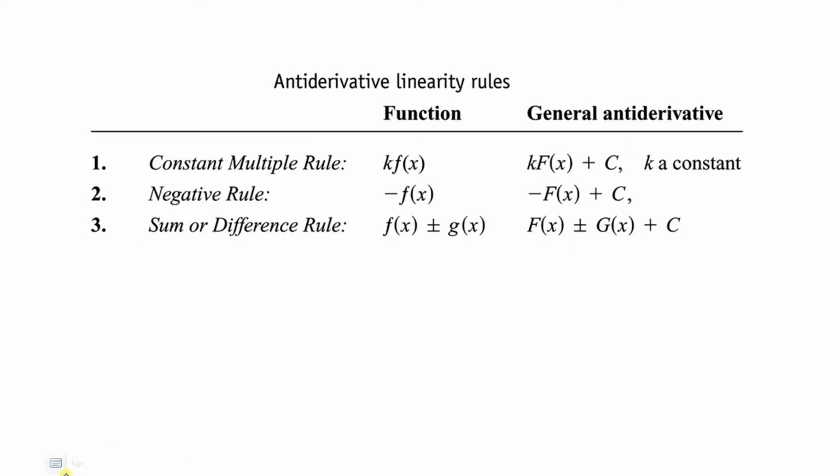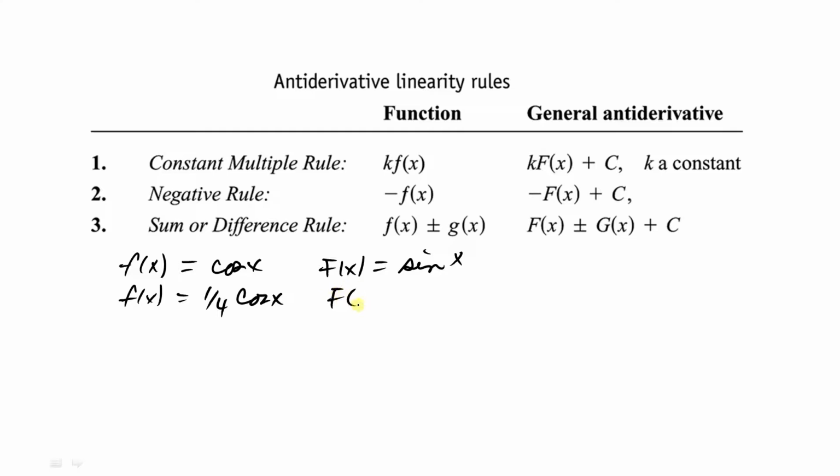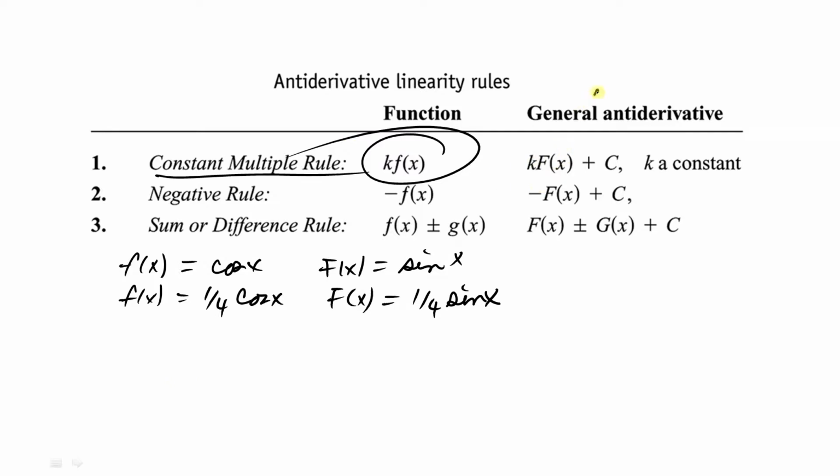Now on this page there are several rules about antiderivatives. I think you've already probably picked up the fact that if f of x is equal to cosine of x, then capital F of x is equal to sine of x. If f of x were equal to 1/4 cosine of x, then capital F of x is just 1/4 sine of x. That's called the constant multiple rule. If you want the antiderivative of k times f of x, just take the antiderivative of little f of x and multiply it by k.